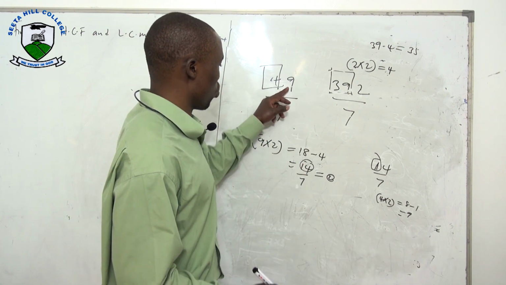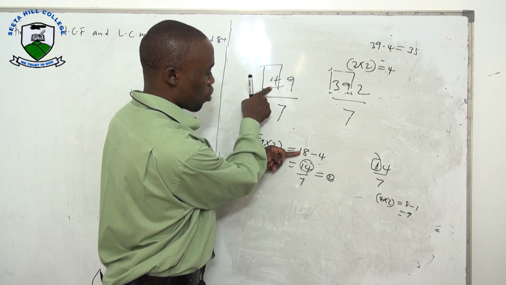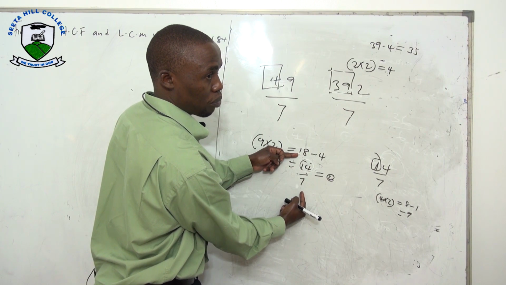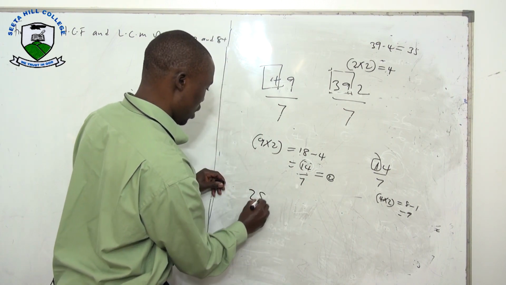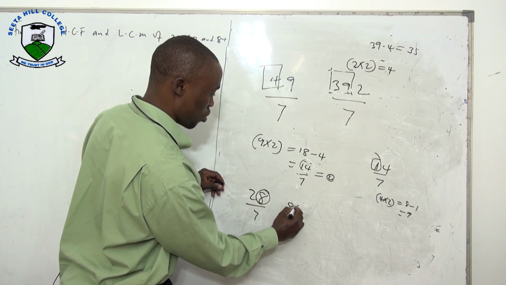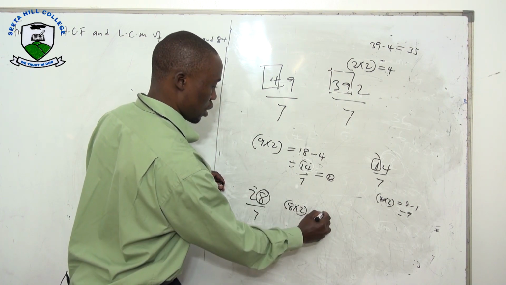That means when you multiply by 2, you get 18. Then subtracting 4, you get a multiple of 7. We use this to multiply 8 times 2, then we subtract. Okay.